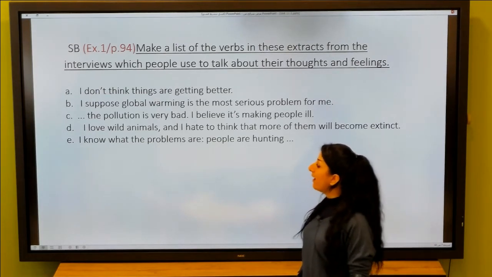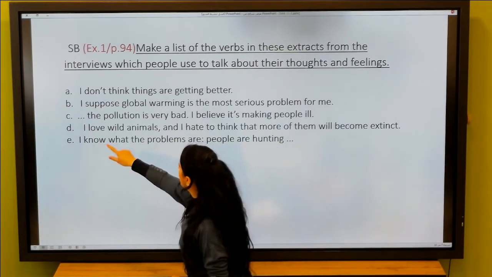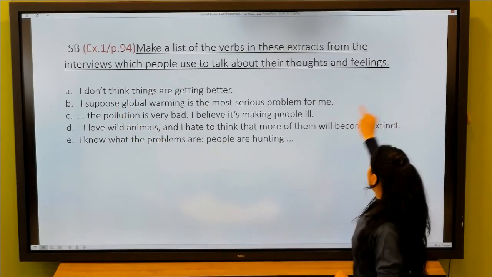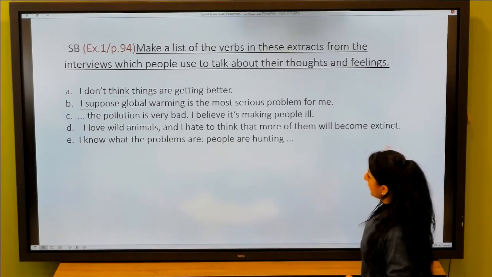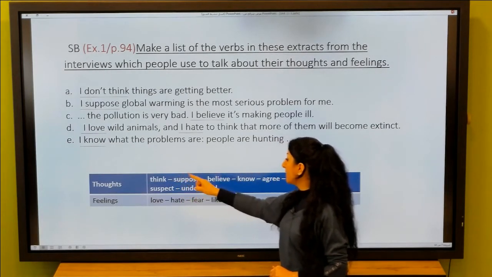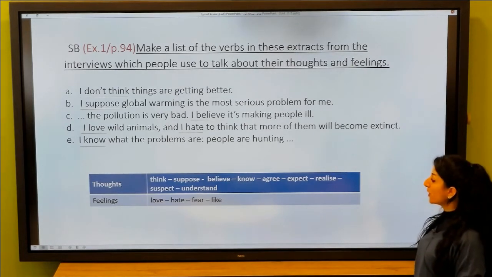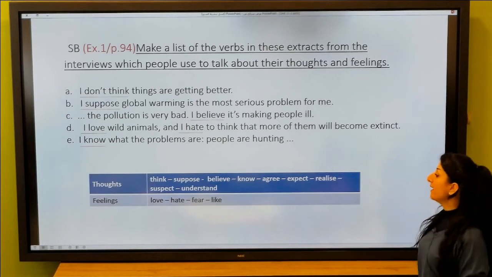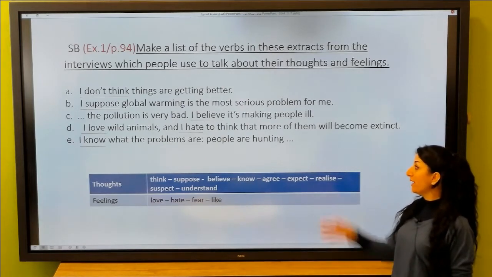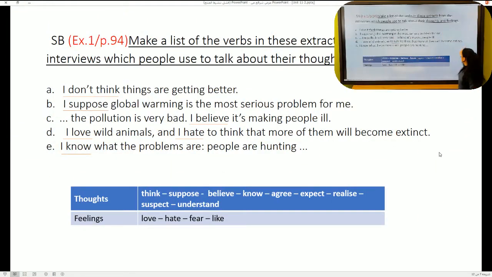The last one, I know what the problems are. People are hunting. We have the verb know. Know and suppose and think relate to the thoughts. And other verbs relate to the feelings. Thoughts, for example: think, suppose, believe, know, agree, expect, realize, suspect, understand. Feelings: love, hate, fear, like. We see we have these examples, and it's easy to order them in thoughts and feelings lists.